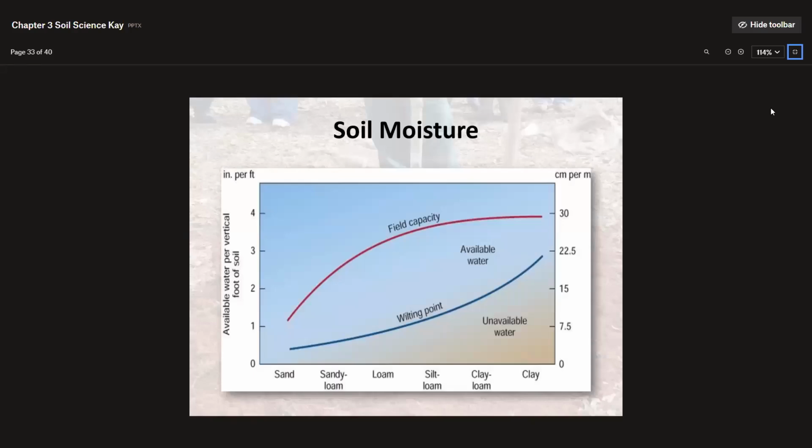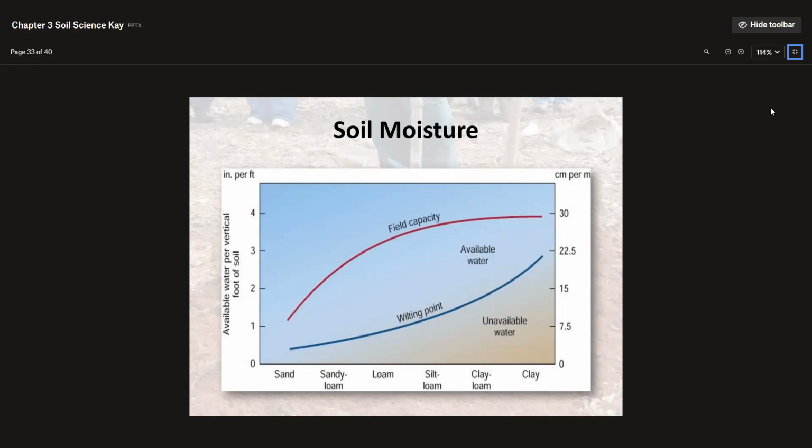Here's a little chart on soil moisture and its field capacity for different types of soil. So your field capacity up there in the red for your sand, sandy loam, silt loam, clay loam, and then clay. So it looks like who has the most ability for water for field capacity? The clay loam and the clay, right?